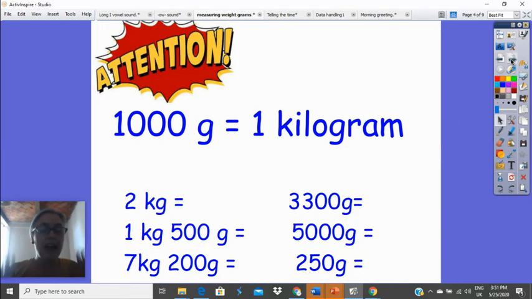Now, remember that there is 1,000 grams in 1 kilogram. I would like you to change these kilograms and grams. So, for example, the 2 kilograms, how many grams is that? Okay, so we have 2 by 1,000 grams, so it is 2,000 grams. Okay, I'd like you to do the other ones. On the left-hand side, you're changing from kilograms to grams. On the right-hand side, you are converting the grams to kilograms. Okie dokie, that shouldn't be too difficult. Take your time, go slowly, think about what you're doing.